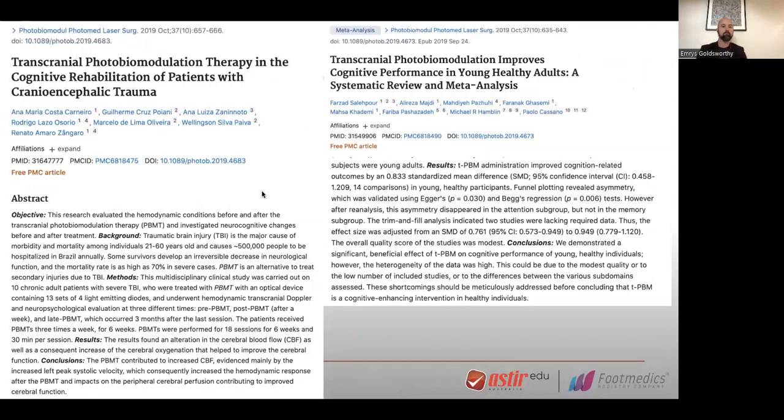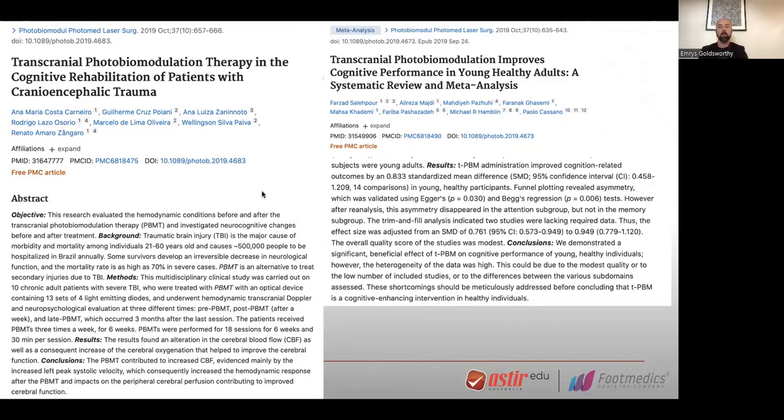All right. On the left here is transcranial photobiomodulation in the cognitive rehabilitation of patients with a trauma to the different brain regions, basically. So the results found an alteration in cerebral blood flow, as well as a consequent increase in cerebral oxygenation. Incredibly important when you're trying to rehabilitate someone. And this of course correlates with increased cerebral function.